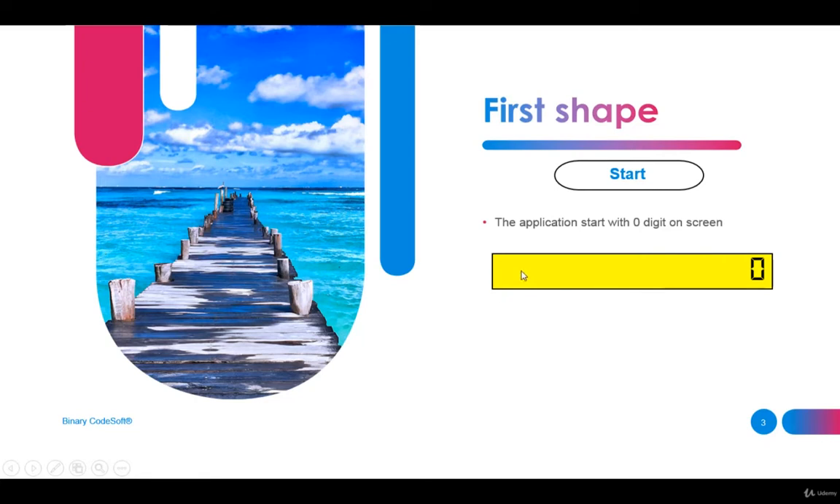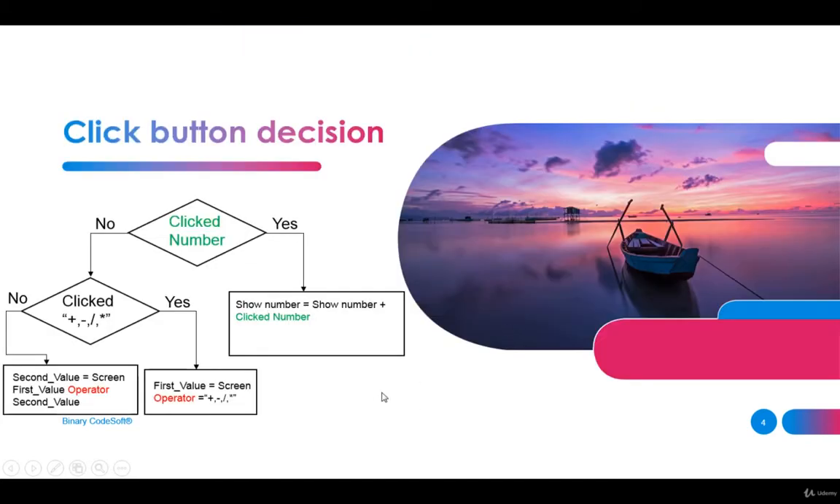We start with this yellow label with 0 inside it, and we check if we click a number. If we click a number, yes, we show the number on the screen. If no, then we check if we clicked plus or minus or any mathematical sign. If yes, we will make the calculation. If no, we will add the second value to the screen of the first value.